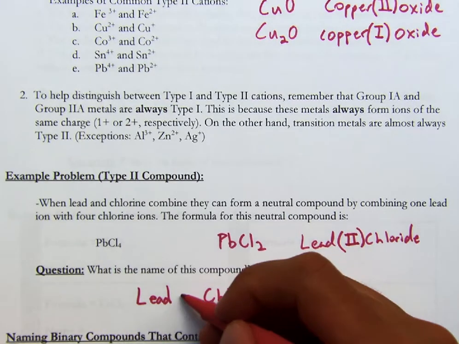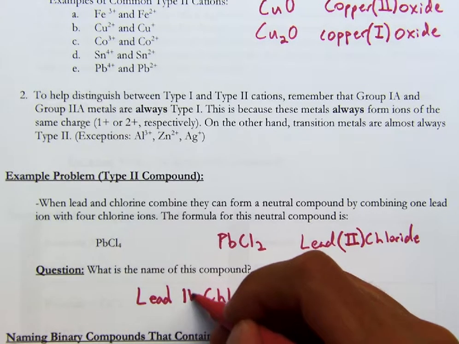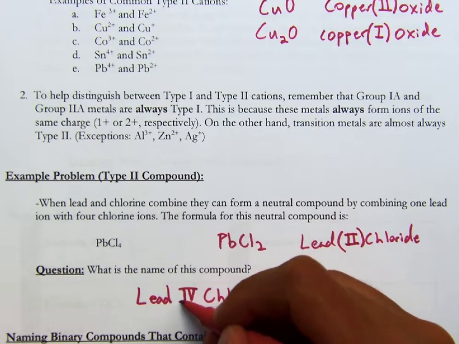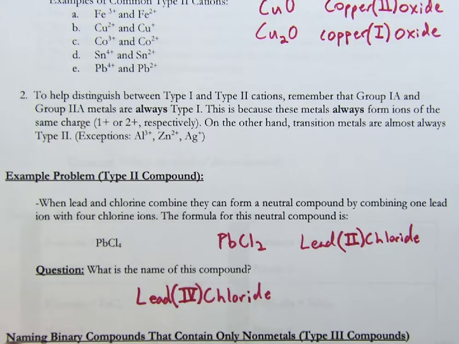So this is lead, Roman numeral 4, in parentheses, chloride. 5 is a V. This is 1 before the V. So 1 before 5 is 4. This is 4 in Roman numerals. So these are naming type 2. Naming type 2 compounds are the most complicated ones.